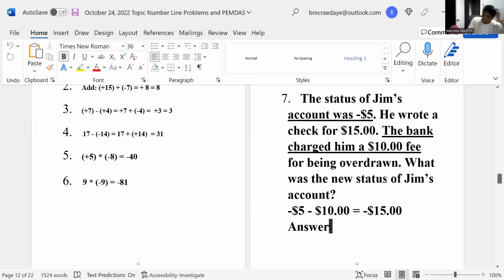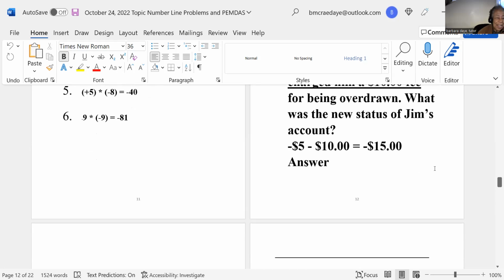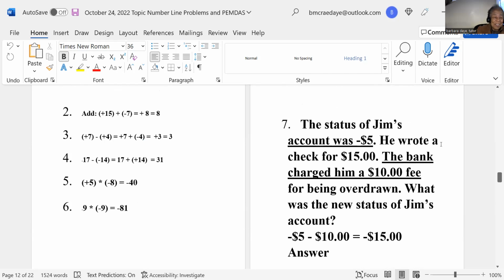Yeah, because the check for 15 is not going to clear because he didn't have enough money. He's already negative, right? And then it's a $10 fee for being overdrawn. So his $5 that he's already negative plus the $10 fee, negative. So his new status will be a negative 15. Got it? All right. Now that's using signs, the practical way, right? Because we kind of understand it with banking.